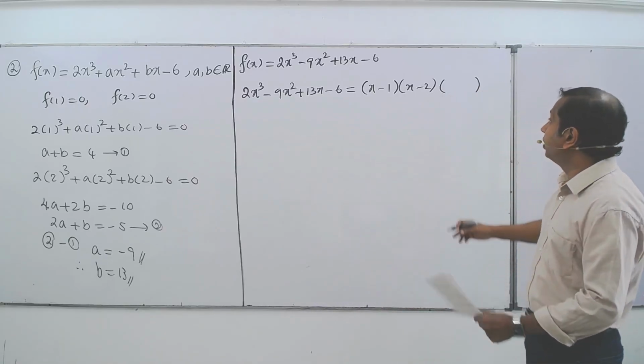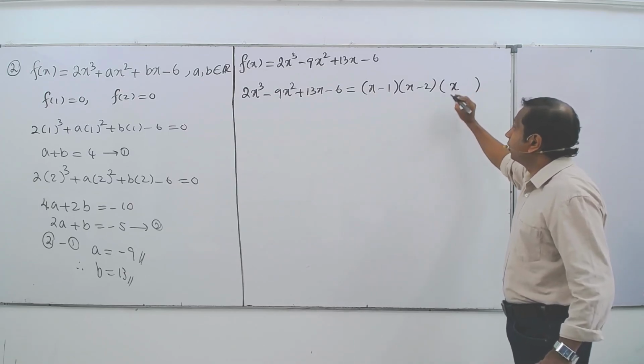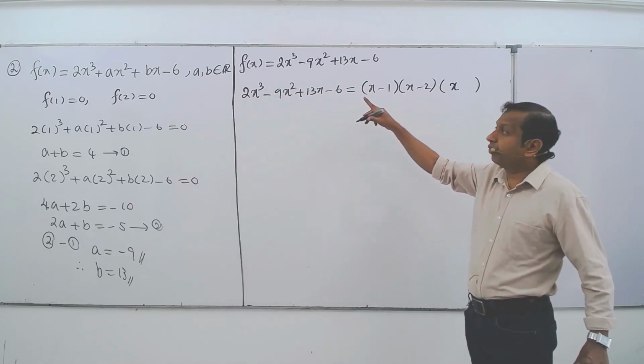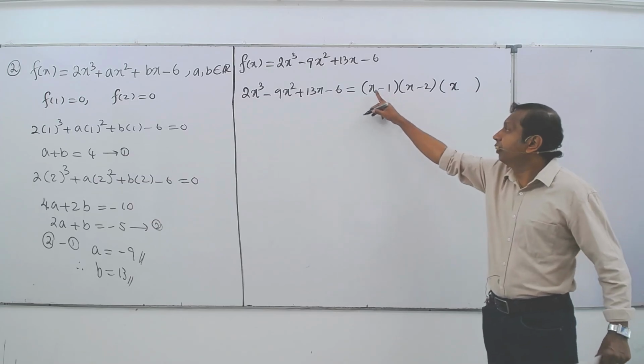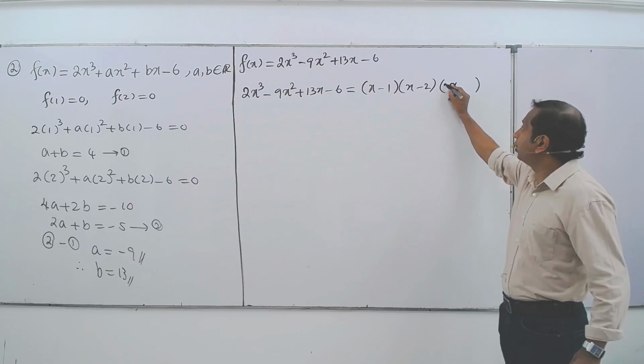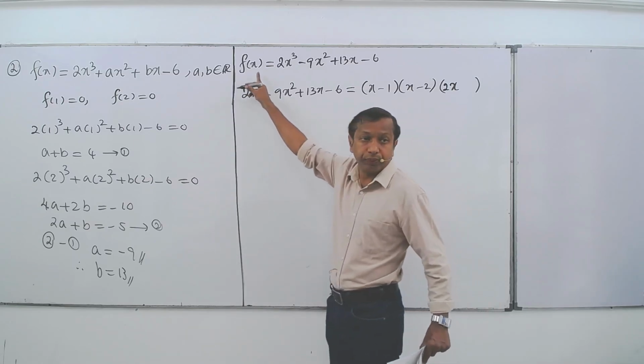So that should be ax plus b. So x should be there, but on the left hand side the x cube coefficient is 2. From the right hand side, that x cube is given by the product of this into this into this. So therefore there should be 2 here, then only the product of these 3 will give 2x cube.